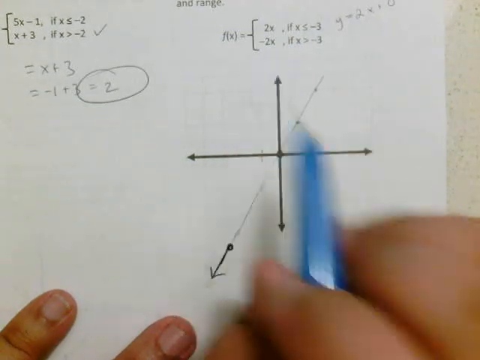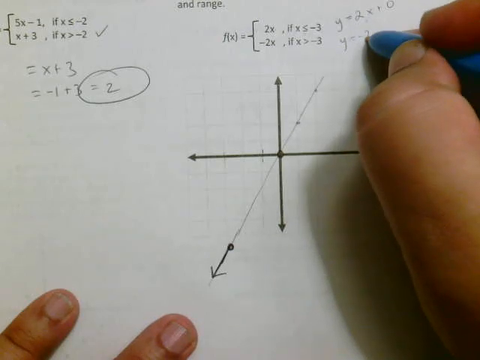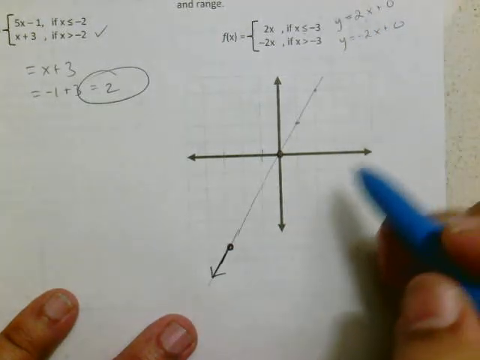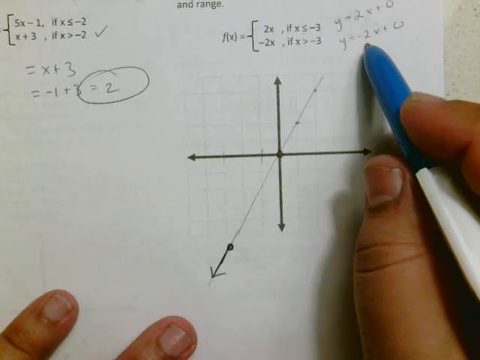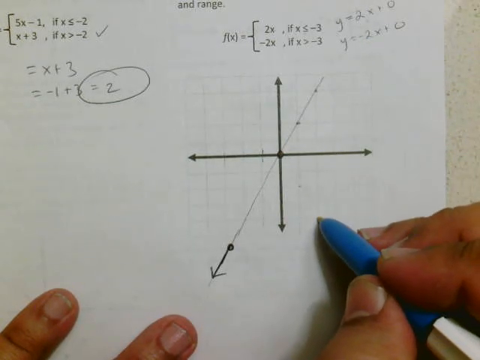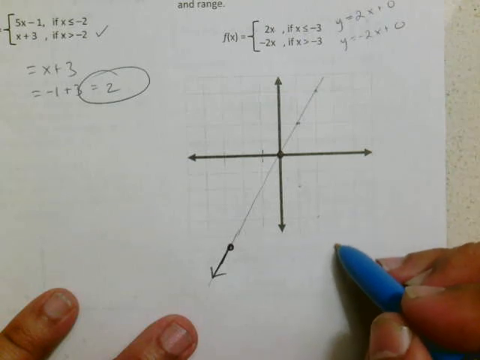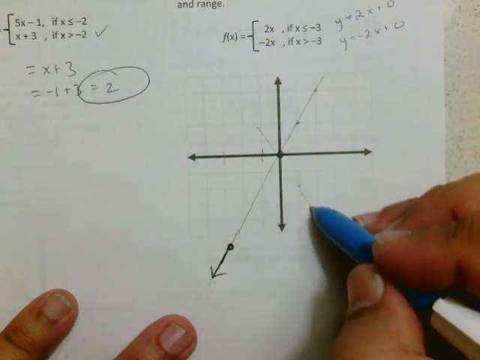Now, what about this guy? This one is y equals -2x plus 0, right? So we're starting off at 0, 0. This time we're going to go down 2 to the right 1, down 2 to the right 1, down 2 to the right 1. I draw a real light line.